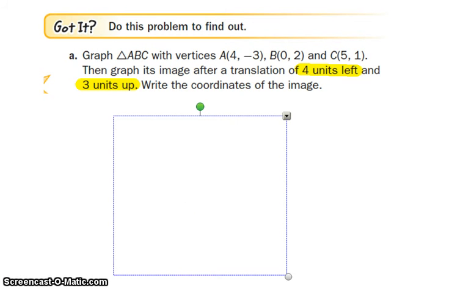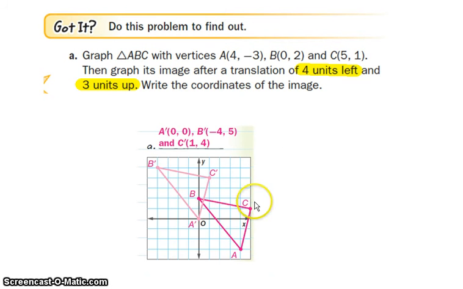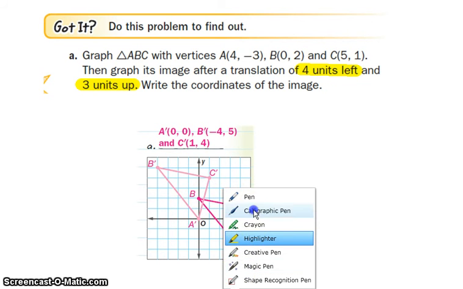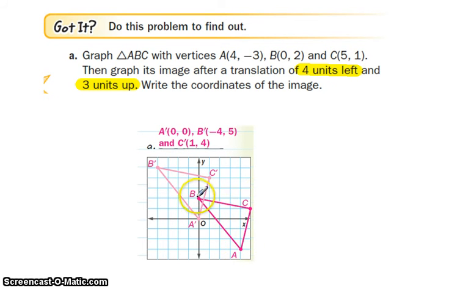Okay, let's see how you did. Okay, here's our original image right here. Triangle ABC. And we had to take each one of those points and go 4 to the left, 3 up. So if we take point A, we're going to go 4 left, 1, 2, 3, 4, and up 3. 1, 2, 3. So there's our new point.